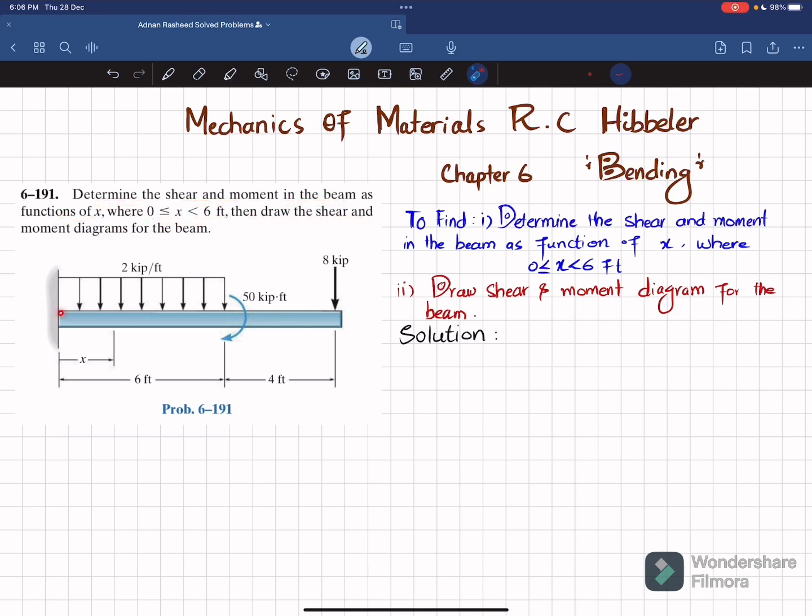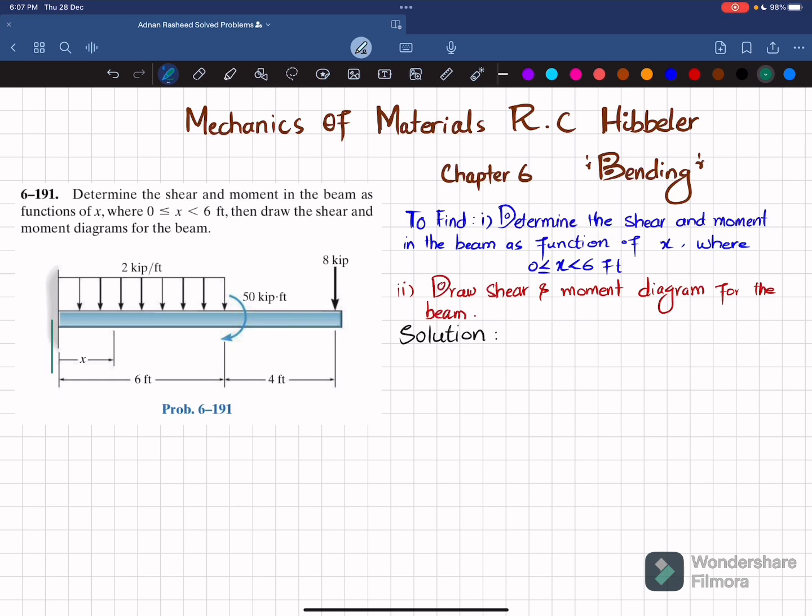You can see this is a cantilever beam, where there is a point load at this end, which is 8 kips. At a length of 4 feet, we have a clockwise moment of 50 kips into feet, and there is a distributed load from the fixed end till the length of 6 feet, and the magnitude is 2 kips per feet. So we have to determine the shear and moment equation in terms of x for the region x greater than 0 and less than 6 feet, and then we will draw the shear force and bending moment diagram. So let's start with the solution.